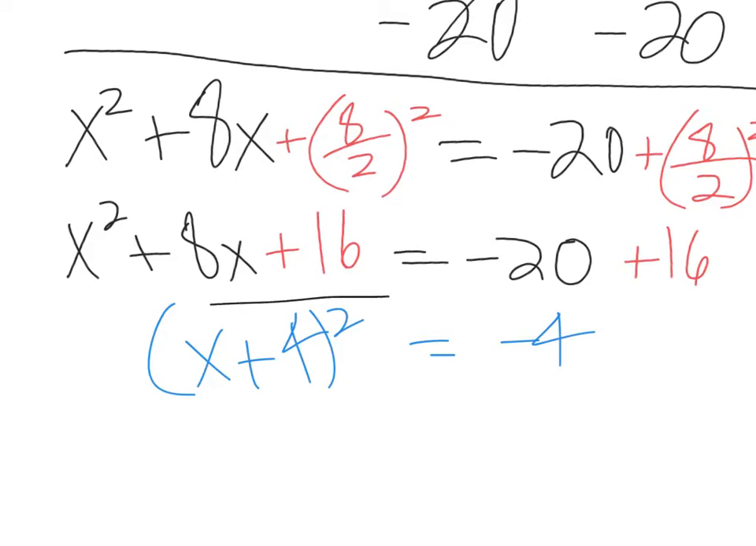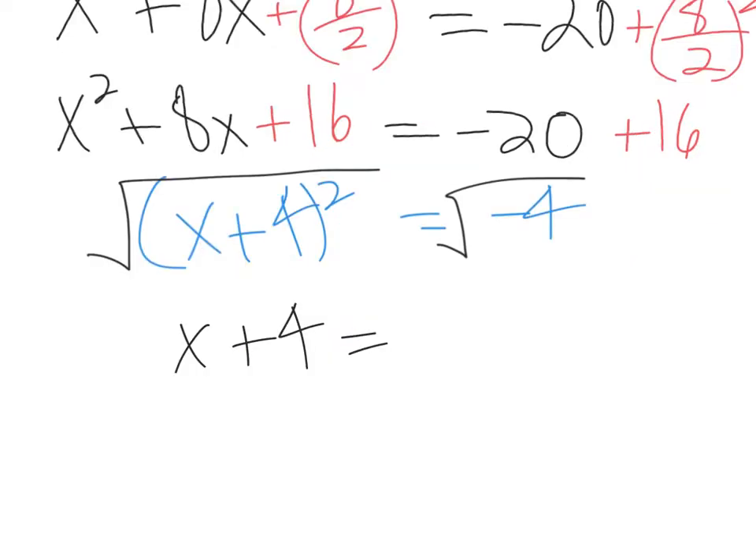From here, you'll want to square root both sides to get rid of the power of 2. So that's just going to leave behind your x plus 4. And the square root of negative 4 is a perfect square. The square root of 4 is 2, or plus or minus 2, I should say. So you're just going to say this is plus or minus 2i.